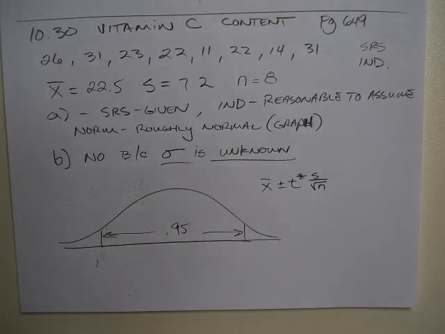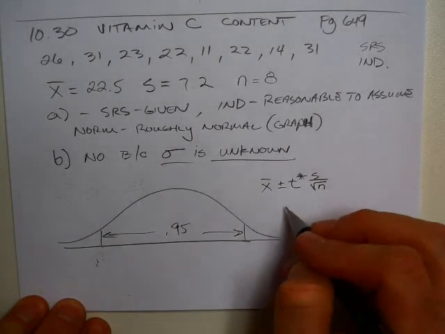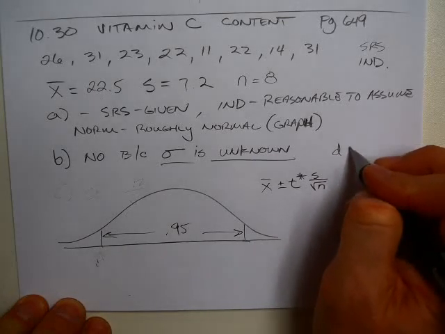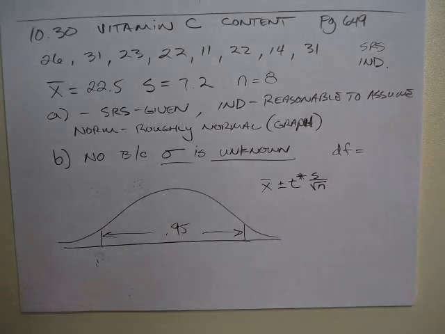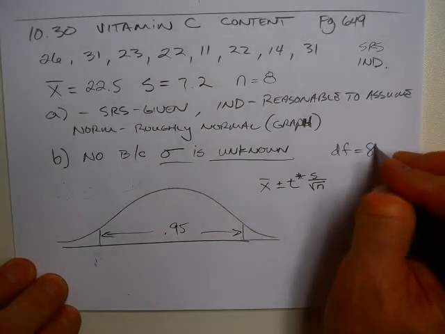Now, that requires us to use that new table, our critical values table. So one other thing that we need is degrees of freedom. Degrees of freedom is going to be n minus 1, right? 8 minus 1.